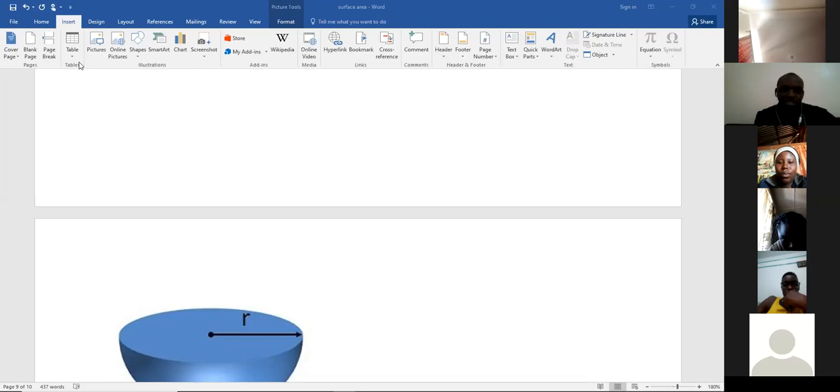Oh, Jerry is asking, is 7 radius or base? 7 is the radius of the base because the radius is of the circle. In a cone, the base is circular. So 7 is the radius of the circle or the radius of the base. The shape of the base of a cone is a circle. That's why we are saying 7 is the radius of the base. Okay, Jerry.